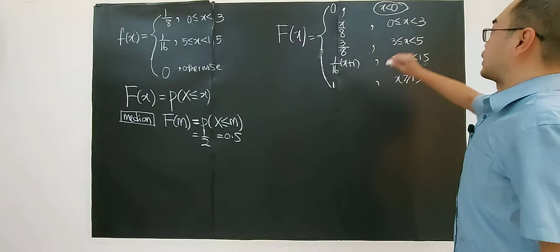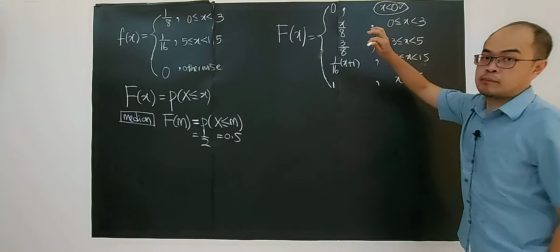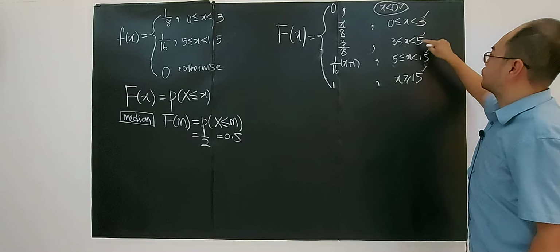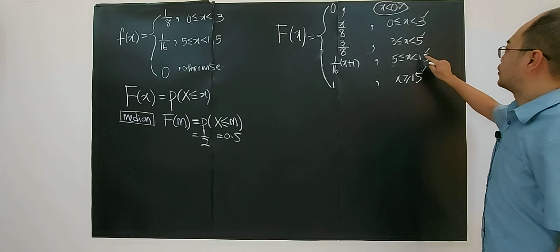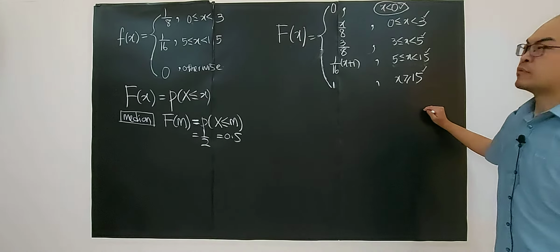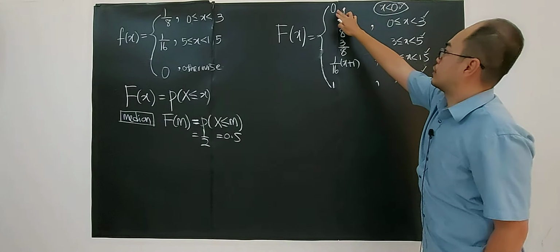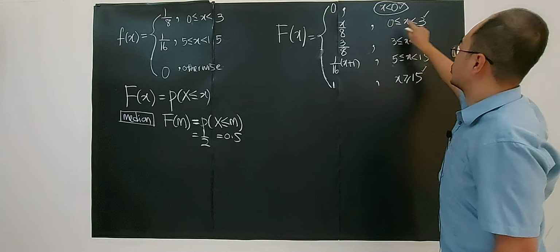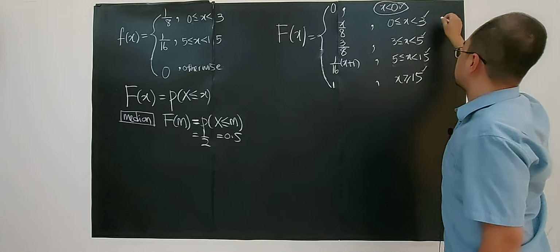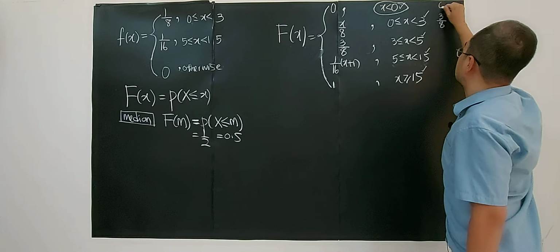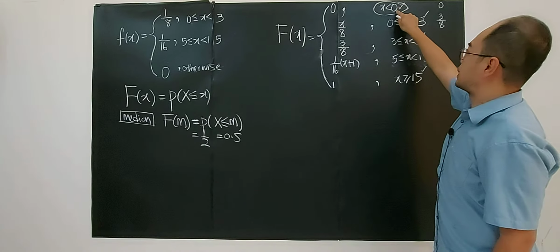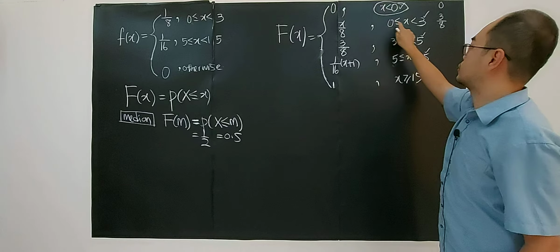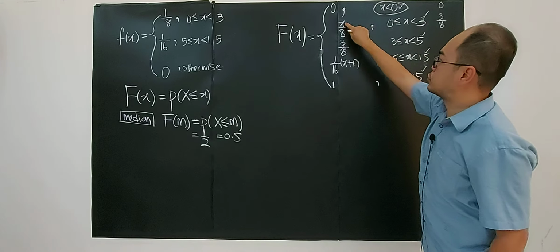This is a technique. You look at the upper values here: 0, 3, 5, 15, and after 15. When you substitute 0, you also get 0. When you substitute 3, you get 3 over 8. So you just jot down: here is 0, here is 3 over 8. You just substitute the upper limit into the expression.